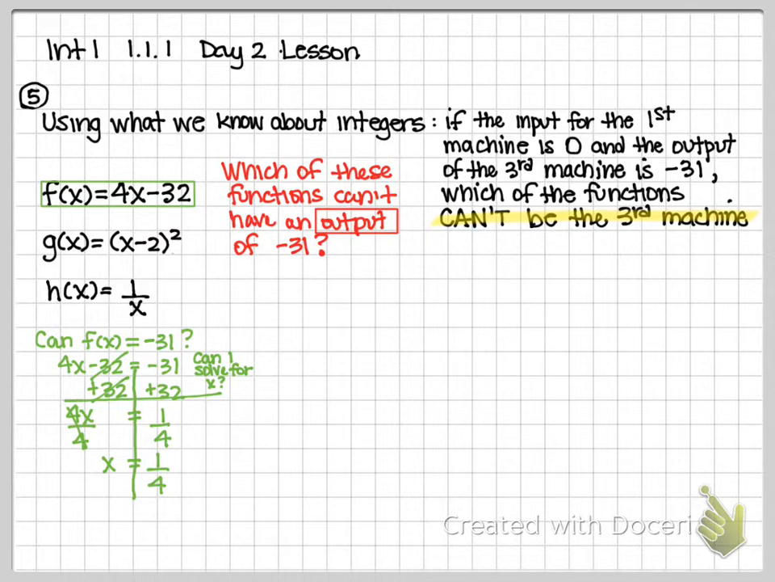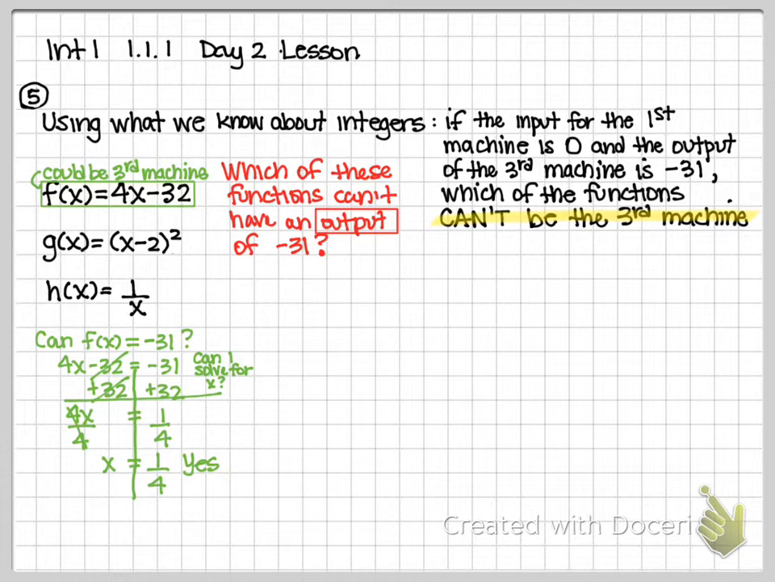So I guess the question is, was f of x allowed to be negative 31? I set it equal to negative 31, and then I went through the work trying to determine if it was even possible. I got an answer. I got x equals an actual number. So I think my answer here is yes. Yes, this can happen. So I go back up to where f of x is, and I'm just going to write a little note. I don't know that it's guaranteed, but this could be the third machine.